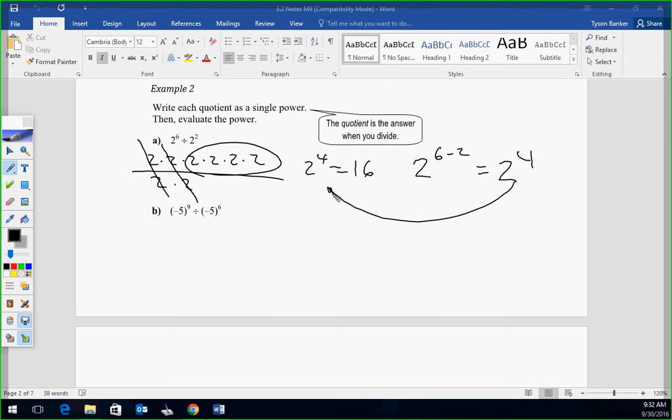I lied. I'm only going to do it for one of them because I don't really feel like writing out 9 negative 5s. So negative 5 to the 9th divided by negative 5 to the 6 is going to be negative 5 to the 9 minus 6, equals negative 5 cubed. Is that going to be negative or positive? Negative. Negative 5 cubed is going to be negative. Perfect. And I think it's negative 125.